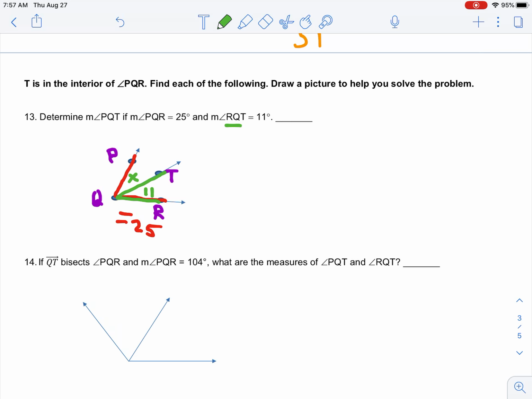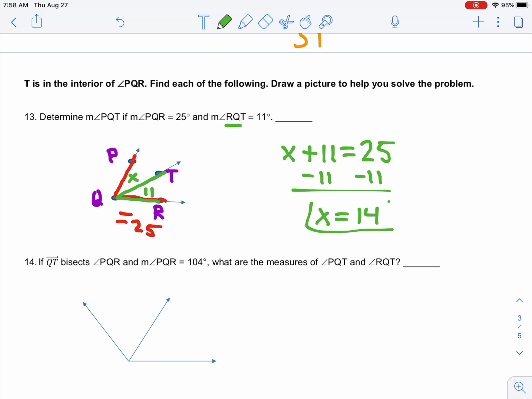All right, angle addition says the first angle, X, plus the second angle, 11, has to equal the whole big angle, which they told us was 25. If I subtract 11 from both sides, it tells me that X would have had to have been 14 degrees. So the missing angle in this would have had to have been 14. All right, so that's our angle addition. Angle part 1 plus angle part 2 equals whole big angle that they gave us.